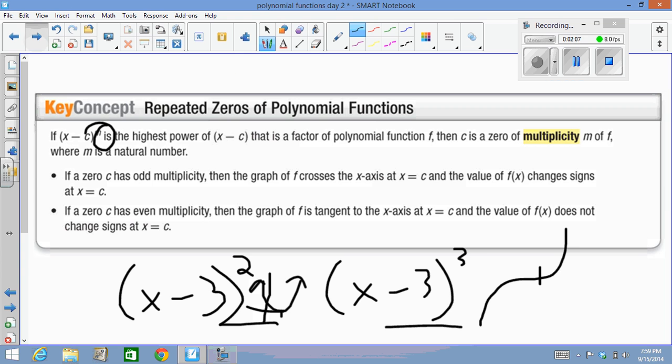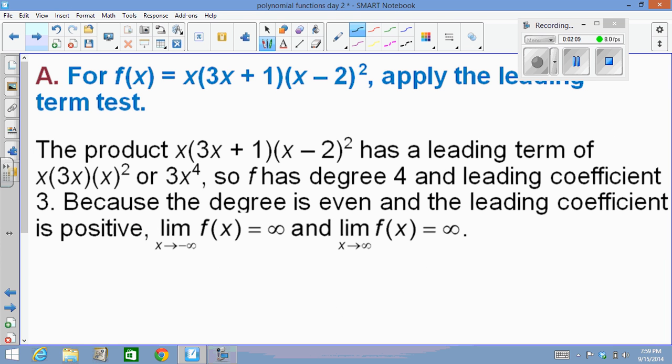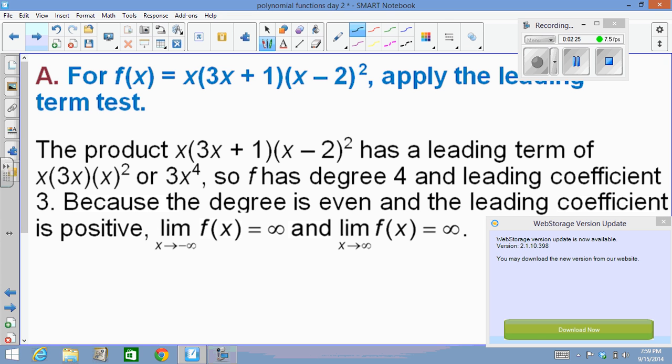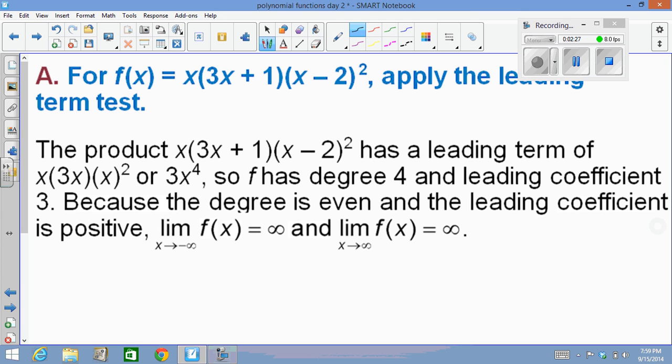So say, for instance, I have a function, and the function that I have is x times 3x plus 1 times x minus 2 quantity squared. And like we talked about yesterday, we would use the leading coefficient test, the leading term test. So when I do that, I'm going to figure out, is it going to be positive? Is it going to be negative? The leading coefficient.